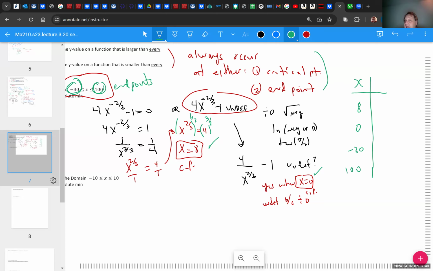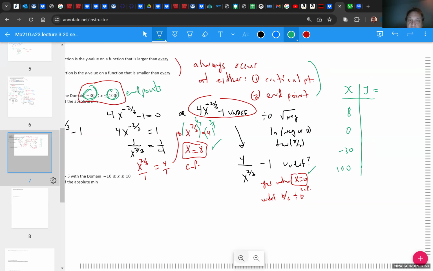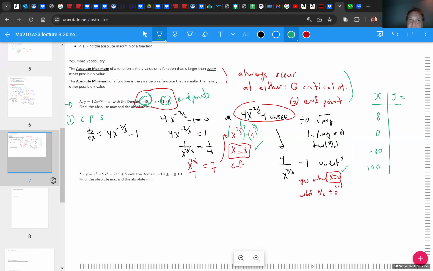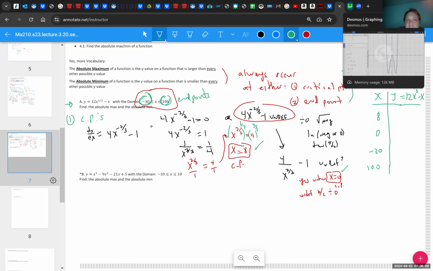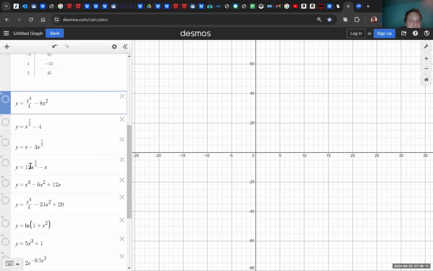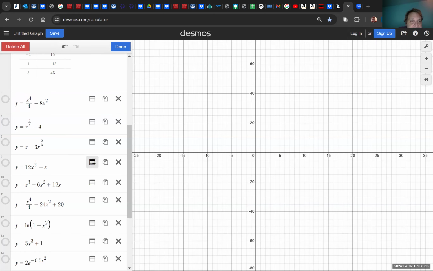We need to find the y value because the highest y value would be the absolute max, and the lowest y value would be the absolute min. So we've got to find y values. So let me write down my y function again. I'll just use Desmos and make a table out of it. So the y value is 12x to the 1/3 minus x. And I'm going to plug in those four values. So let me go to my calculator, find the function I want, which is right here, 12x to the 1/3 minus x. And I'll just make a little table out of that.